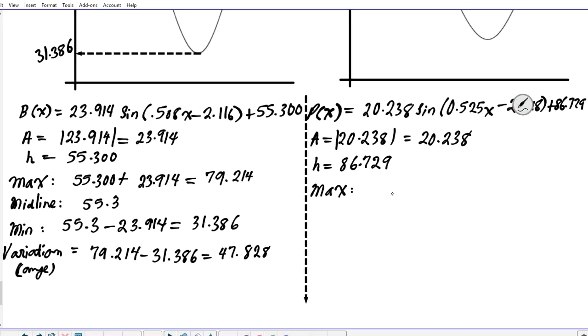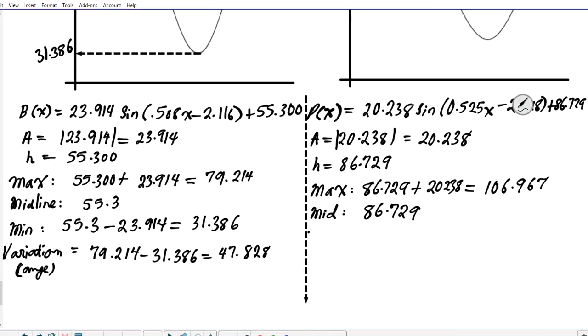The maximum is your midline plus your amplitude, 20.238. If you add those up, you end up with 106.967. Your midline is your h value, which is just 86.729. As indicated earlier, these are all y values.